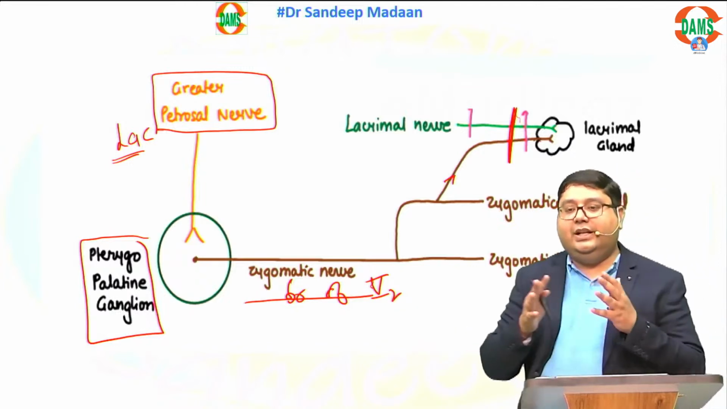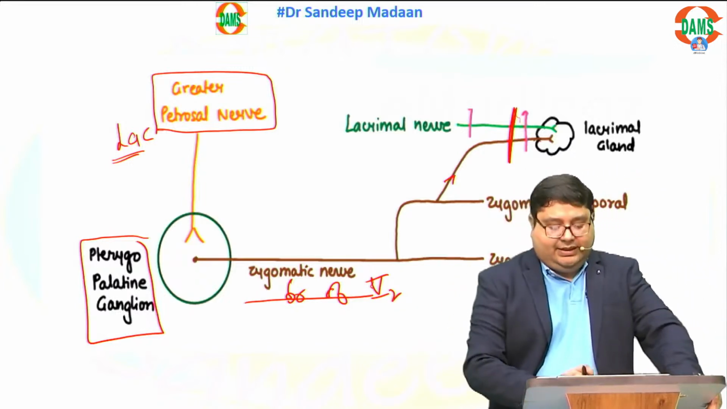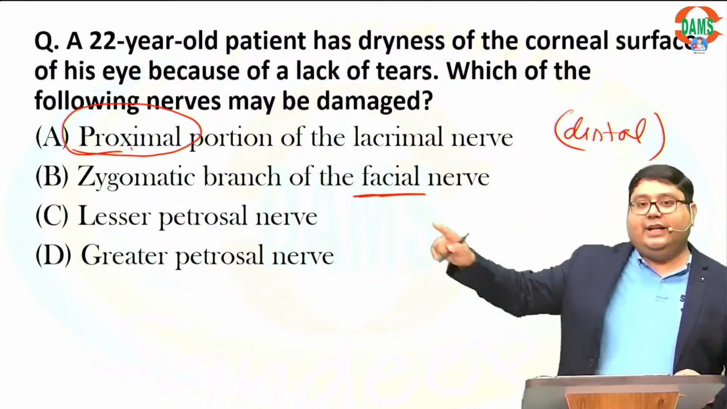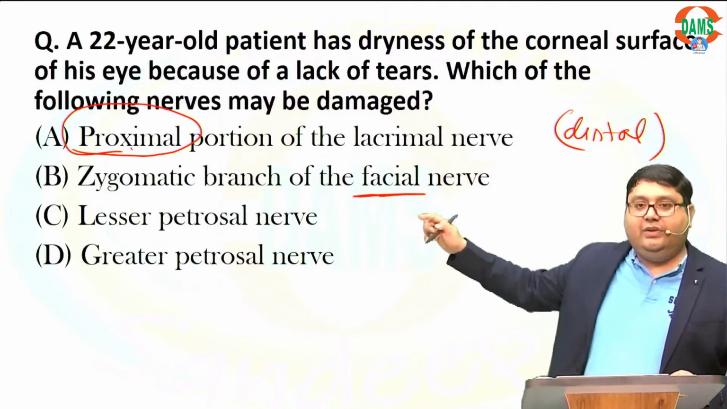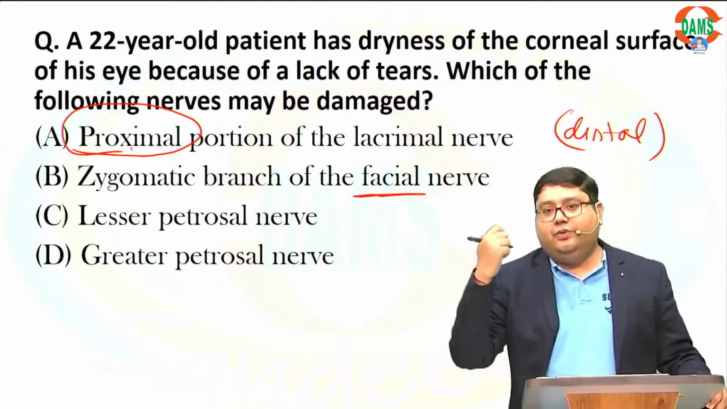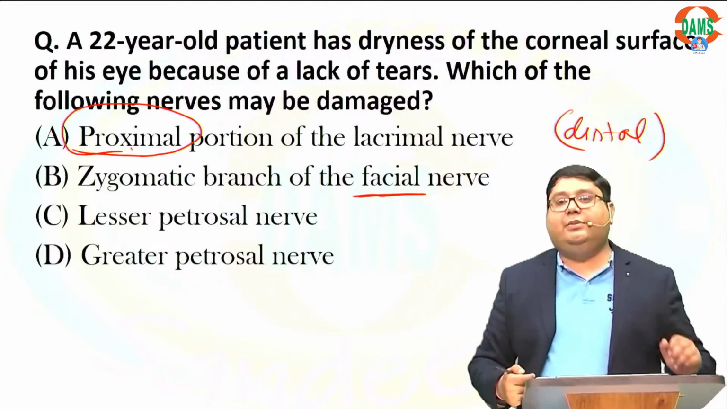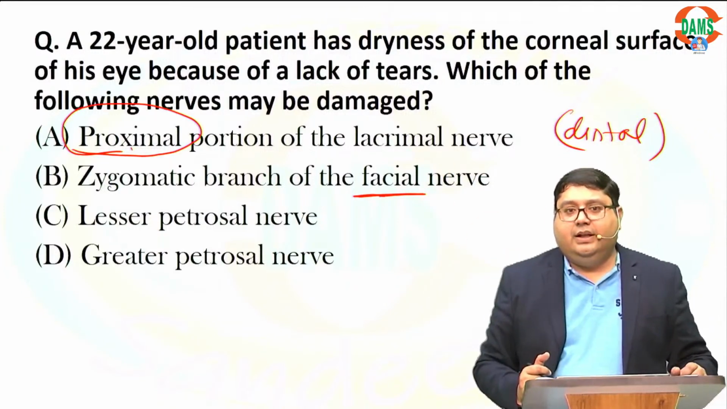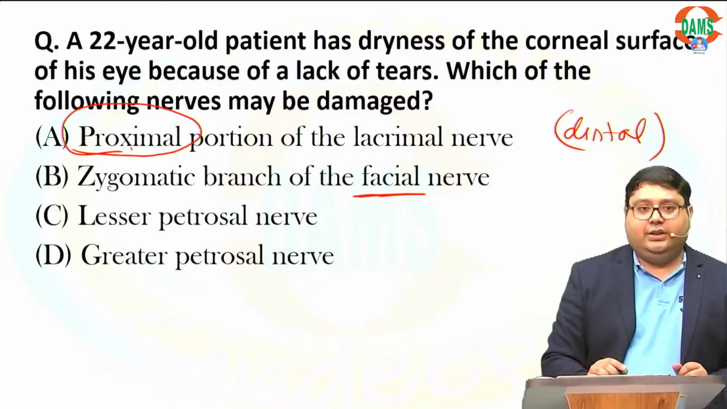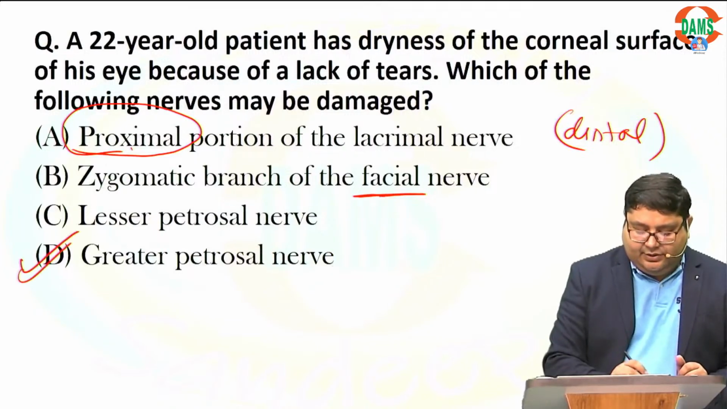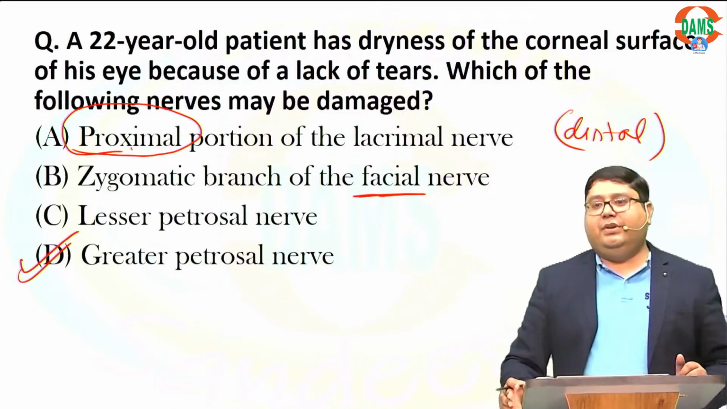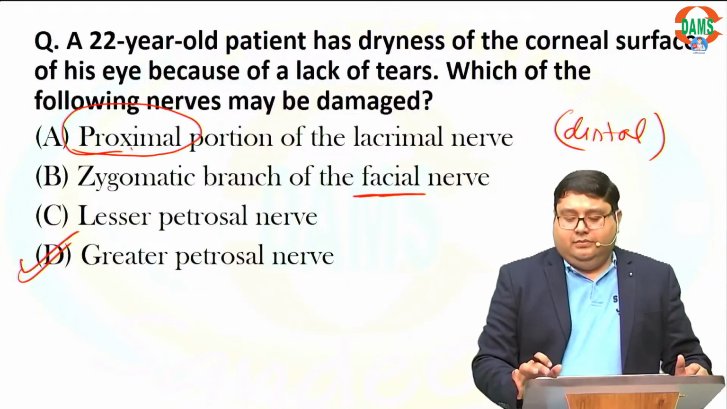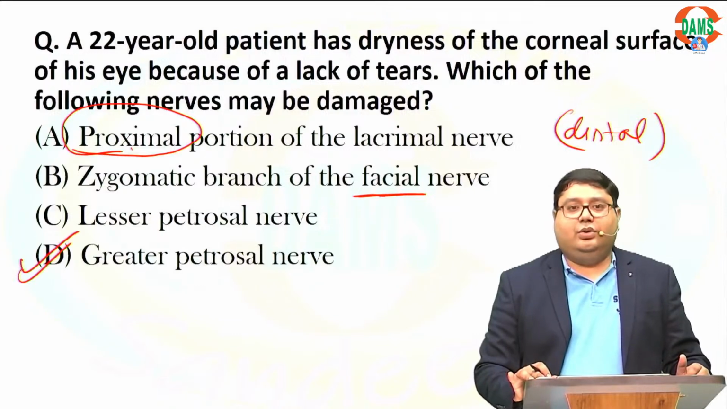So the zygomatic name may be similar, but that is not the one we are looking for. Instead of the zygomatic branch of the facial nerve, if they gave the option zygomatic branch of the maxillary nerve is gone, yes, then it will be affected, because it is the zygomatic which has to carry the fibers. Then the lesser petrosal is not at all involved, and the greater petrosal is the answer over here. Do you appreciate, everyone? So far so good?